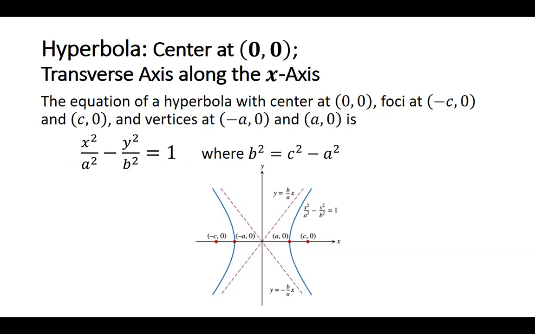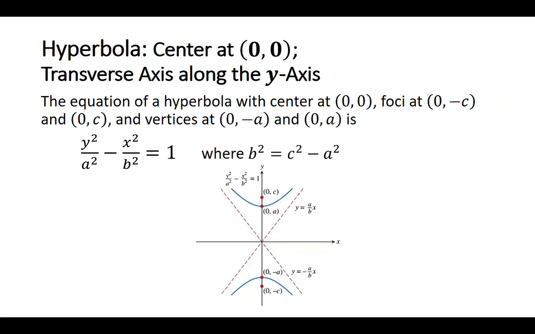For a hyperbola, the focus is farther away from the center. So that's going to be your long side, your hypotenuse. Whereas a is going to be closer to the center, so that's going to be one of your sides. b is still going to be the other side. So all those things work out nicely together.